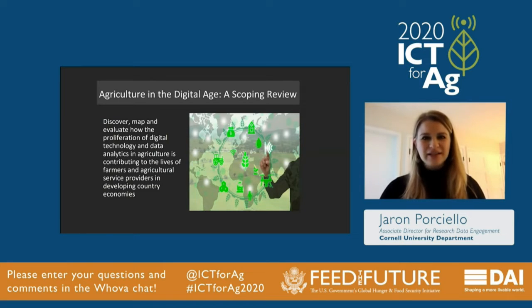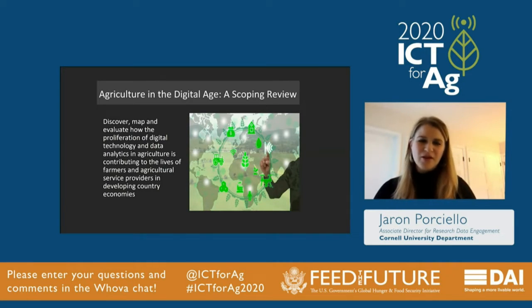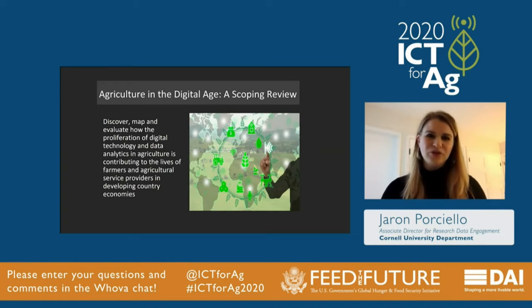And I want to set the stage a little bit for this project before I describe some of the activities, methodologies, and questions that we're examining in this work. So the primary goal of Agriculture in the Digital Age is to discover, map, and evaluate the proliferation of digital technology and data analytics in agriculture, and the ways in which they're contributing to the lives of farmers and agricultural service providers in developing world economies.